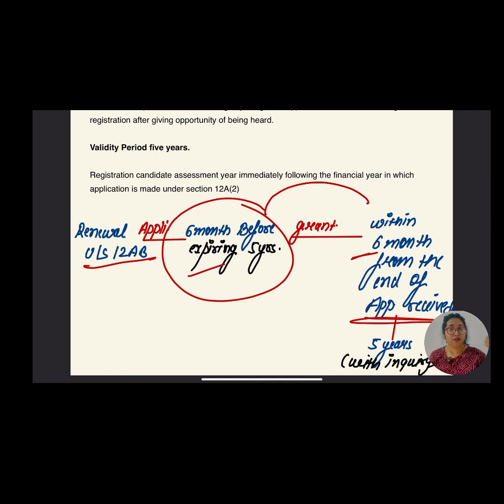Whether it was 3, 1, 6, 6. First was of 12A, 12AA, second was of provisional, third was of final, and now it's of renewal. So for the final and renewal case it's going to be the same, same time period: 6 months before the expiry of 5 years, 6 months before the expiry of that provisional registration, and grant within 6 months from the end of the month in which that application was received. This was the same thing mentioned, and granted for how many years? 5 fresh years, but with the inquiry.